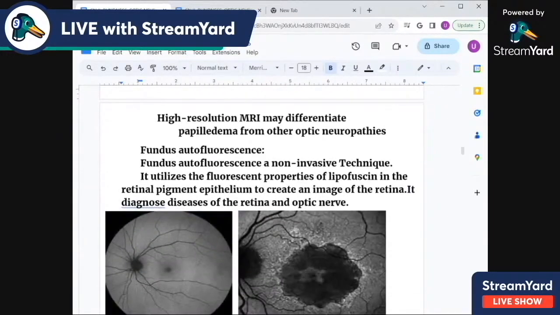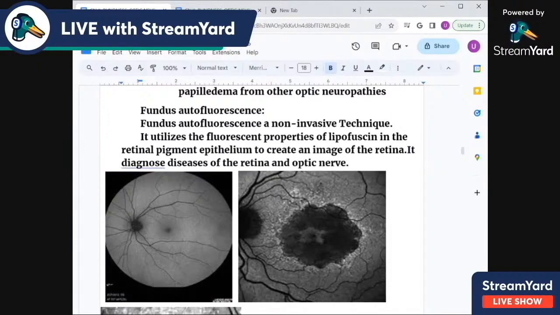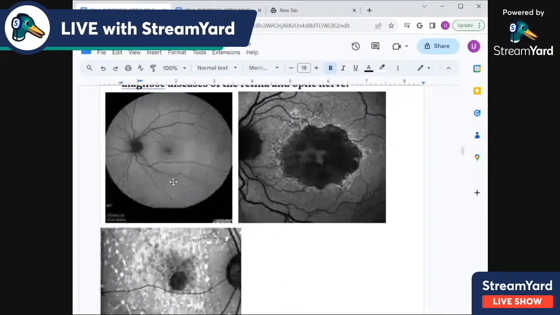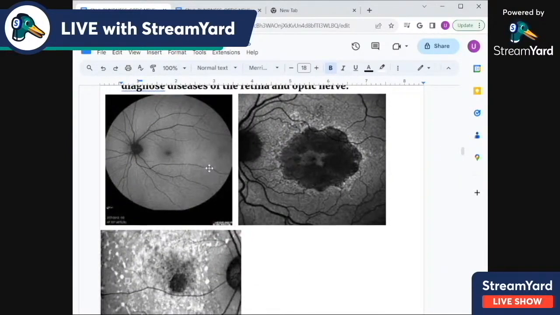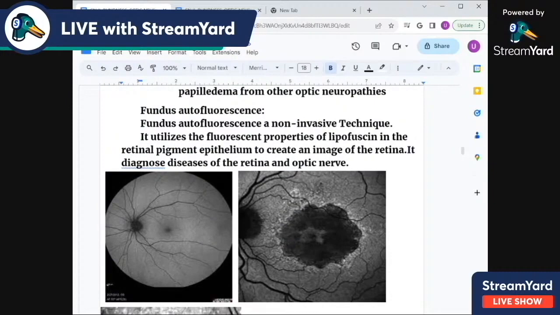And next is fundus autofluorescence. What is this? Fundus autofluorescence is a non-invasive procedure that detects the cellular products in fluorescent disorders. This is autofluorescence. That lipofuscin is extruded out and it is detected by fundus autofluorescence.